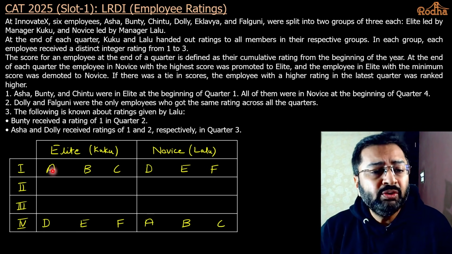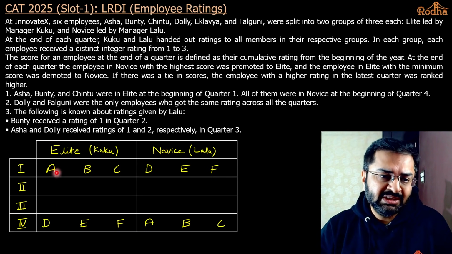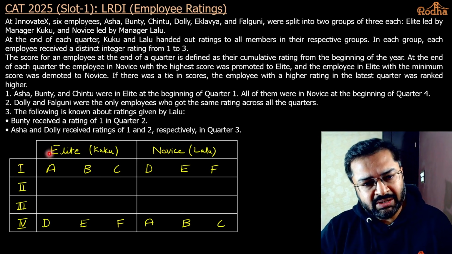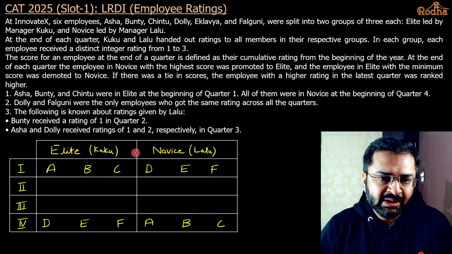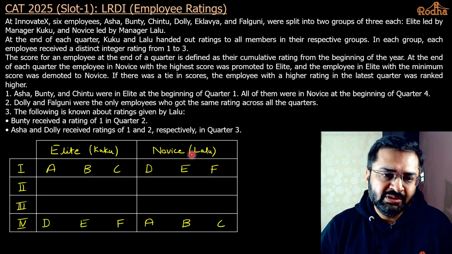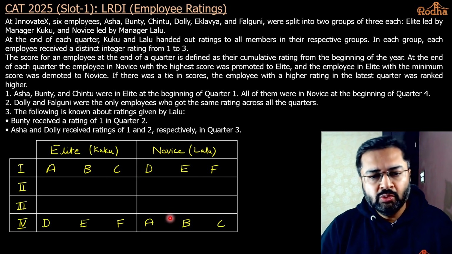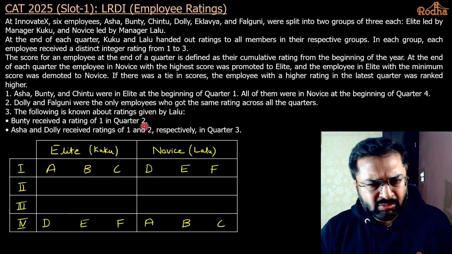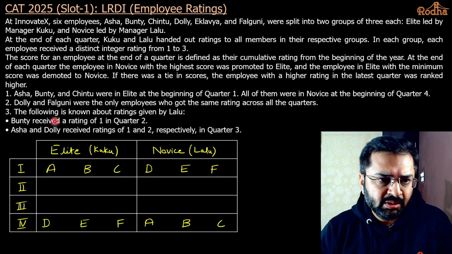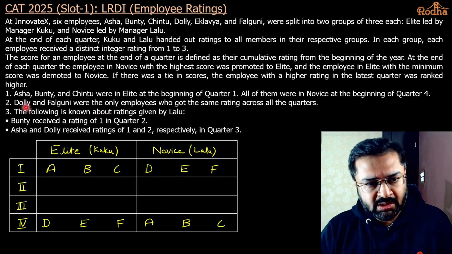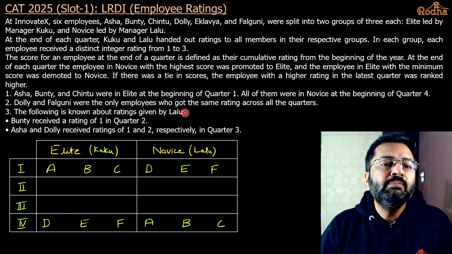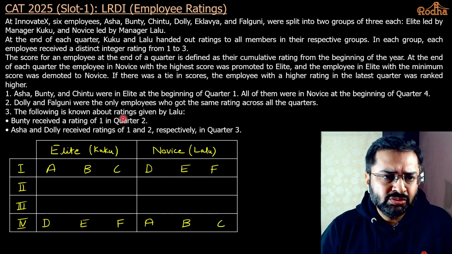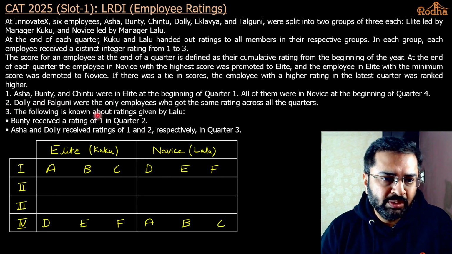And what we do not know still at this stage is the ratings. So we know that in quarter 1, lead group had ABC and this novice group had DEF with manager Lalu. This had manager Cuckoo, right? But the ratings here are not given. And statement 2 says D and F were the only employees who got the same rating across all the quarters, but nothing much is known. We know that D and F were these 2 people.